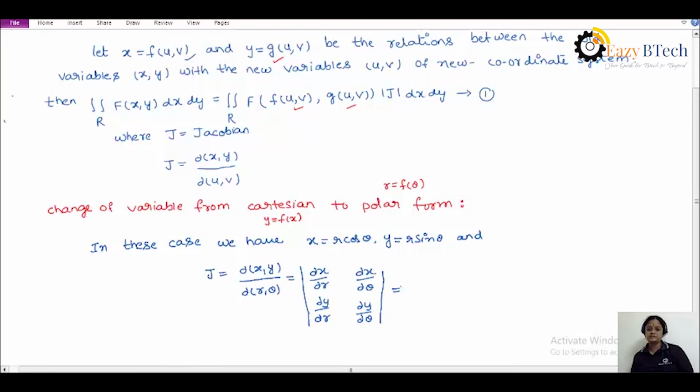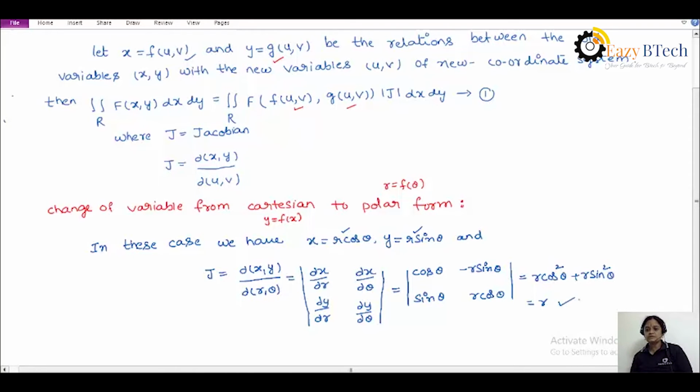If you find the corresponding differentiations here, you will get the values cos theta, minus r sin theta, and sin theta, r cos theta. Okay, students. So how will you get these 4 values? By partially differentiating x with respect to r and theta, and partially differentiating y with respect to r and theta. Here the determinant value is r cos square theta plus r sin square theta. So if r is common, then cos square theta plus sin square theta is equal to 1.